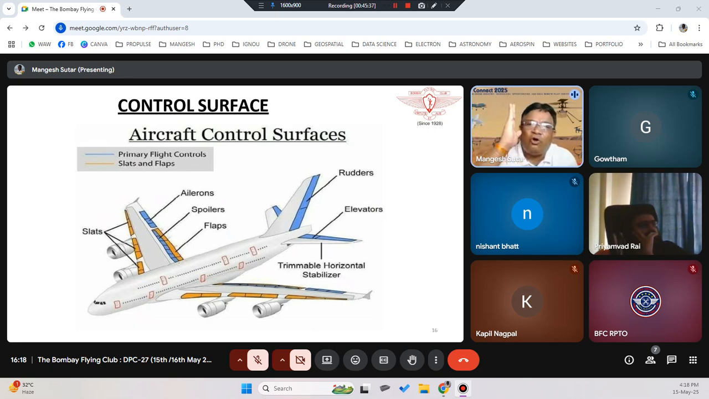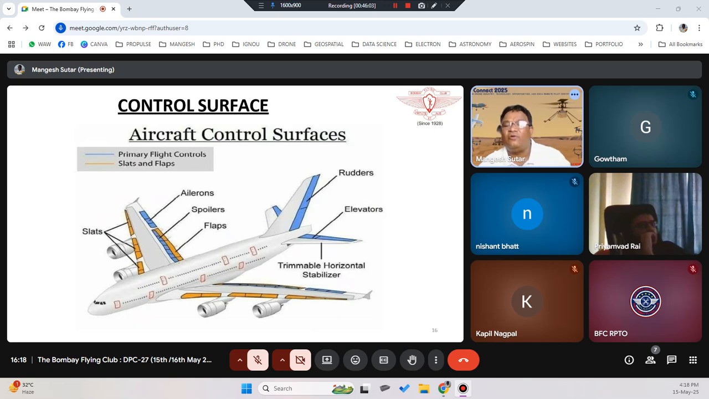Whereas the vertical stabilizer, the tail fin, has a control surface called the rudder. So what will the rudder do? As you turn the rudder, your aeroplane or the drone will change its direction. It will turn in the right direction or in a left direction. So the rudder will change the direction, the elevator will give the pitch.